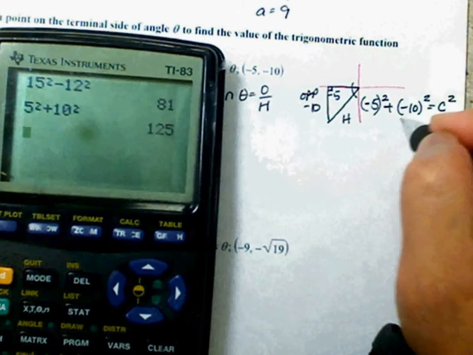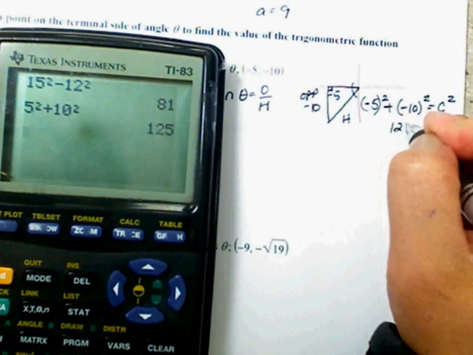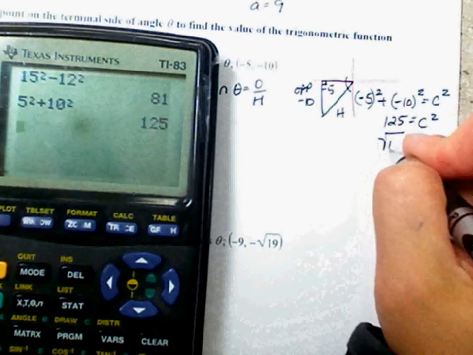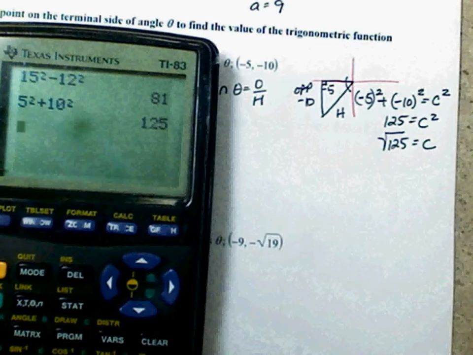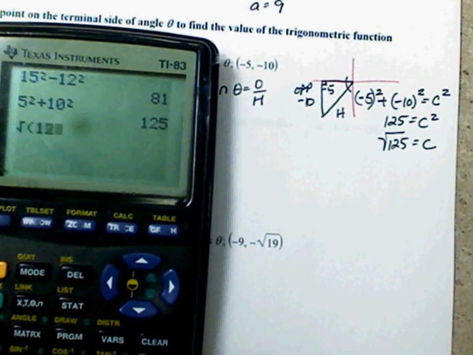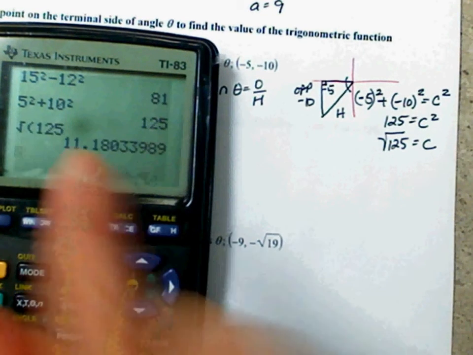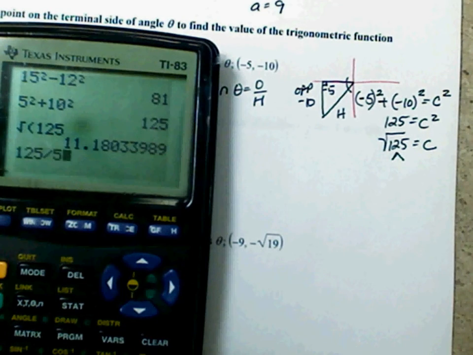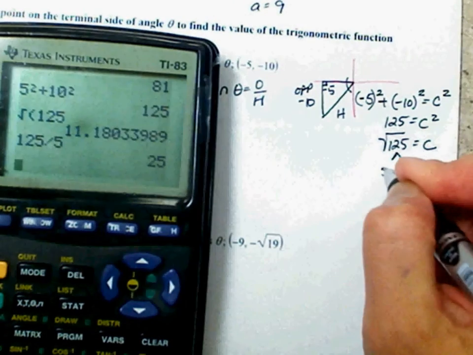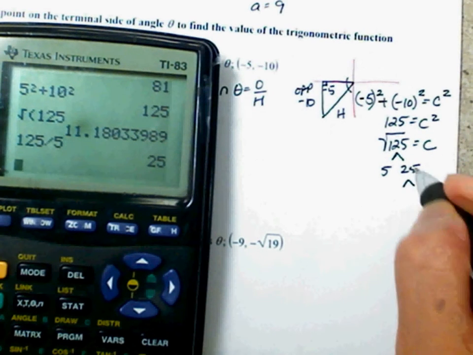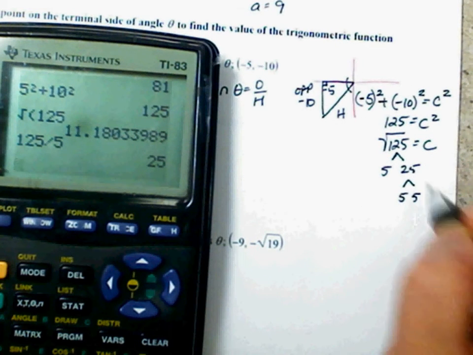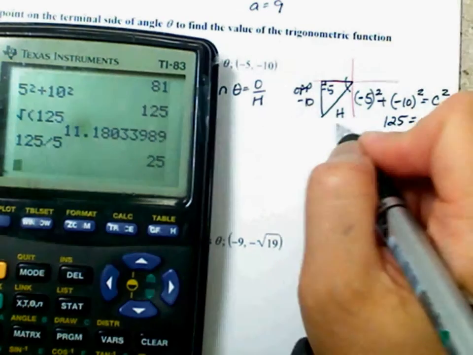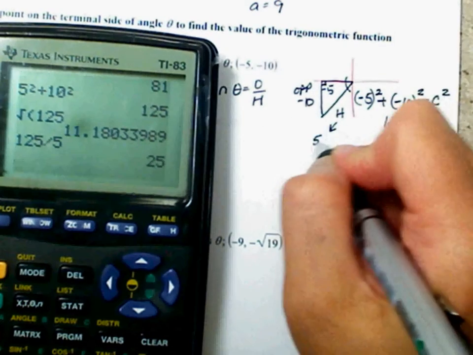So this comes out to be 125 is equal to C squared. Take a square root of 125. A square root of 125 gives you a decimal, so you have to break it down. Factors of 125: 125 divided by 5 is 5 and 25. Factors of 25 is 5 and 5. Two of a kind with that left over. So your hypotenuse is going to be 5 square roots of 5.